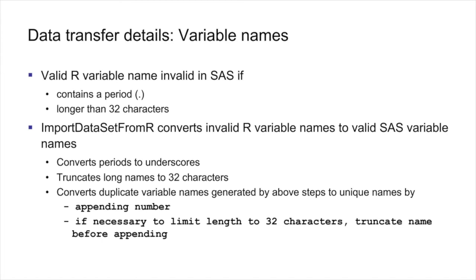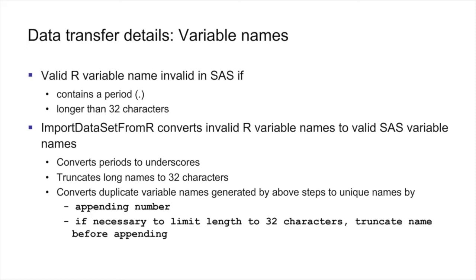And let's talk about variable names. Any variable name that's valid in SAS is valid in R. However, R variable names could have a period, which SAS won't like, or the variable names could be longer than 32 characters, and SAS is unable to handle that. So when import data sets from R copies a data frame back to SAS, it's going to do two things. It's going to convert periods to underscores. That's pretty easy. And then it's going to truncate any names longer than 32 characters down to 32 characters. At that point, it's going to check and see if there are any duplicate names caused by this. And if so, there's an algorithm it goes through to create unique names that I don't have time to discuss, but it will make the unique names.